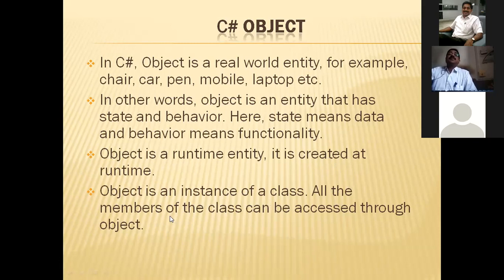An object is an instance of a class and all the members of the class can be accessed through the object. What is an instance? It is a physical thing which is existable in the class, and that we call an object. So all the members of that class can be accessed through the particular object.